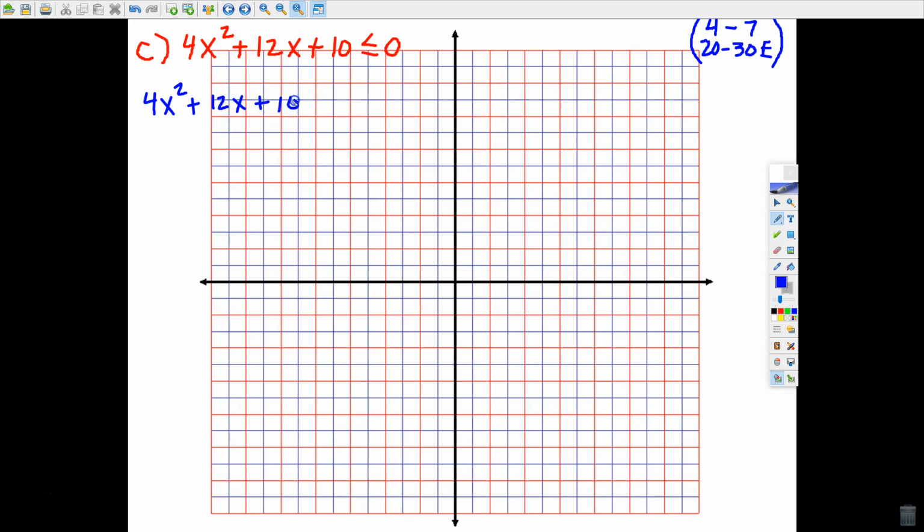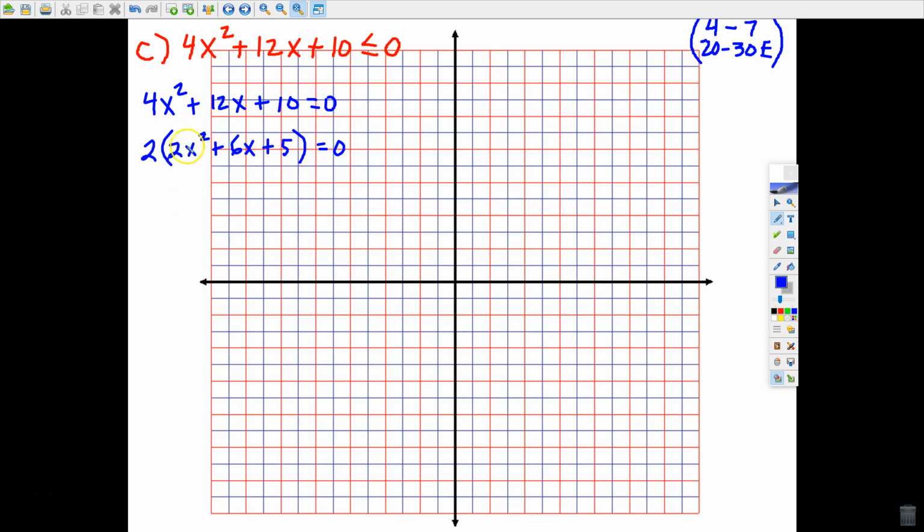And solve it. So we can determine if we have x-intercepts, where would they be? I do notice that there's a GCF here. I'm going to factor out 2 as a GCF. It should be 2x squared plus 6x plus 5. Just to see if maybe there's a way of factoring this trinomial in the parentheses.